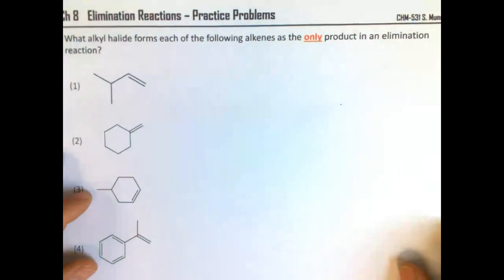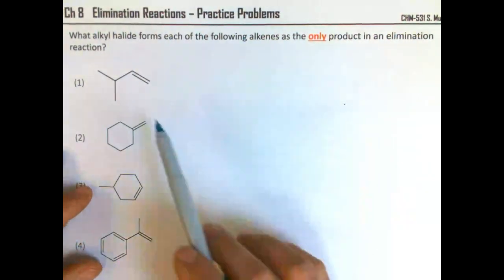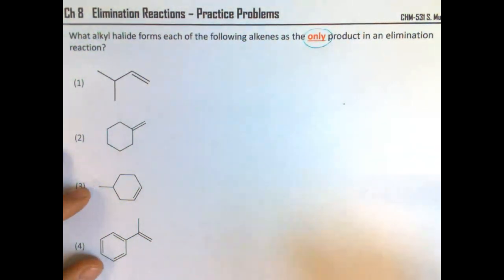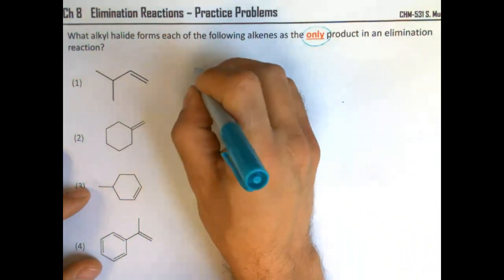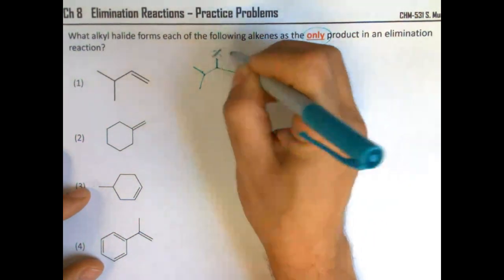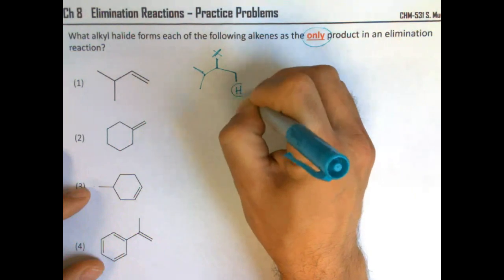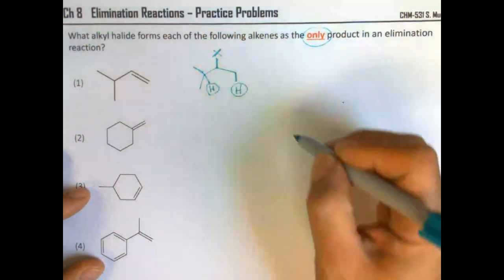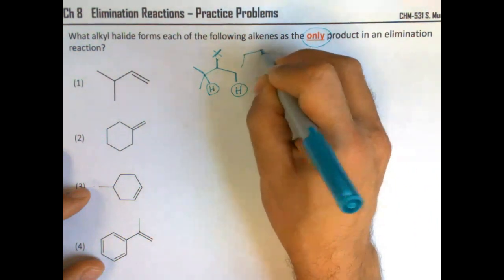Another type of question would be if you're confronted with something like this, and it's asking you which alkyl halide would give rise to this as the sole product, as the only product. And so for this, you have to be a little bit more judicious. My approach is, okay, let's see what happens if I start with a halide here, and I'm going to have a beta hydrogen here. So this can eliminate and give rise to this product, no problem. But the problem is that this one can also eliminate and will give rise to a different product.